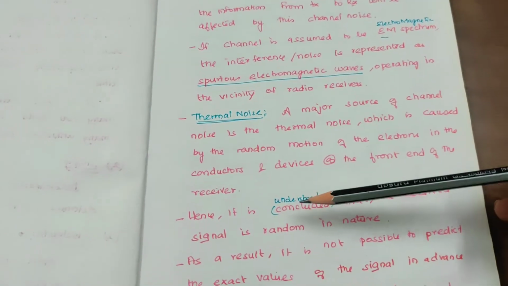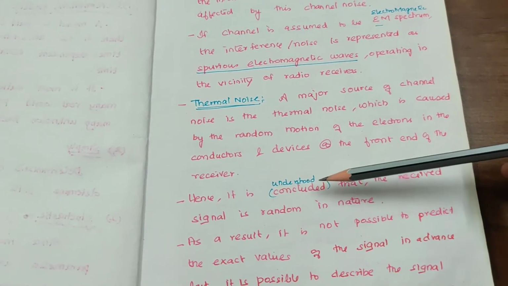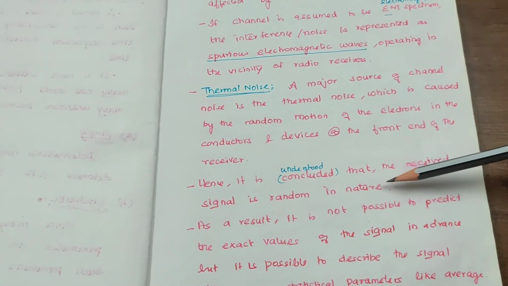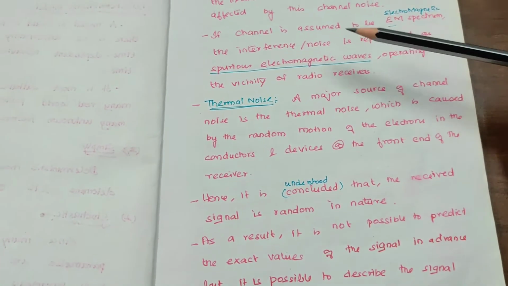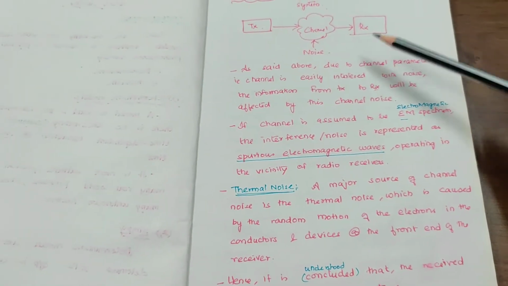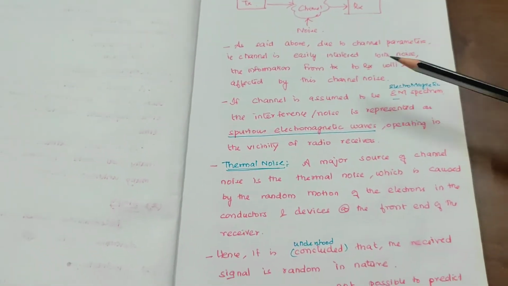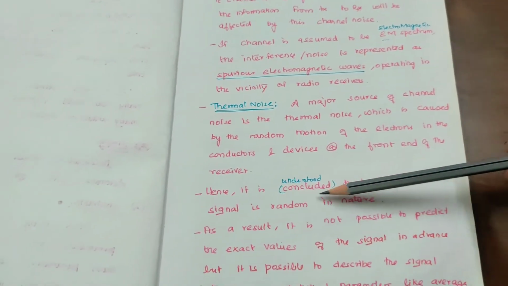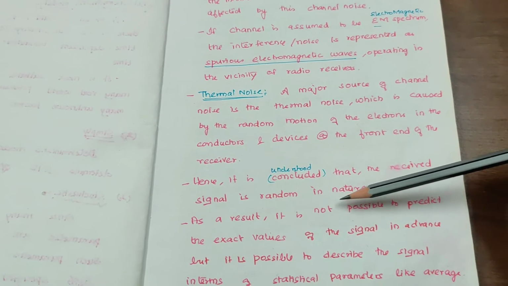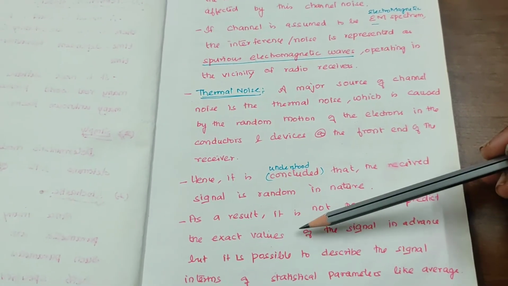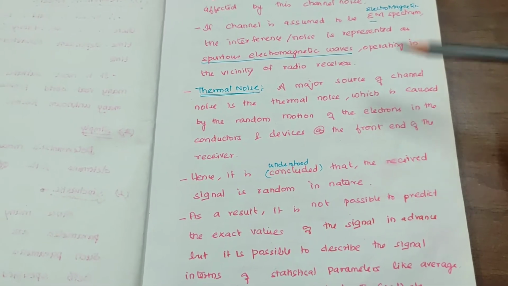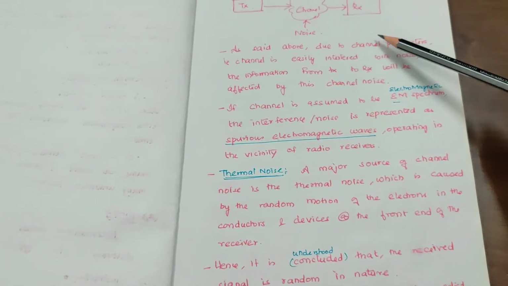Here it is concluded that the received signal is random in nature. Why is it so? Because we can't predict what type of signal we will get or where the signal is obtained. Hence the signal is random in nature at the receiver end. As a result, it is not possible to predict the exact value of the signal in advance. We can't say this is the signal we are going to pick up.